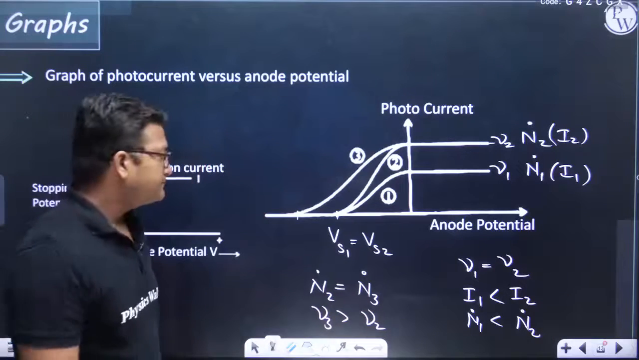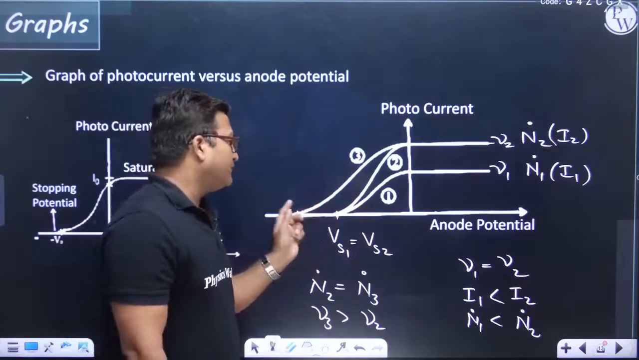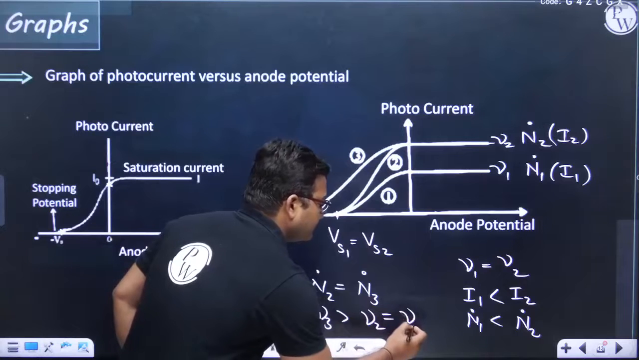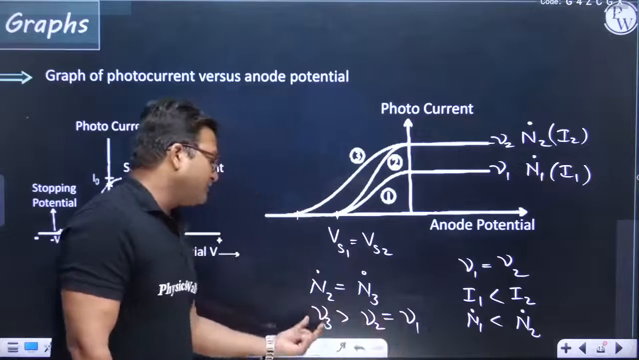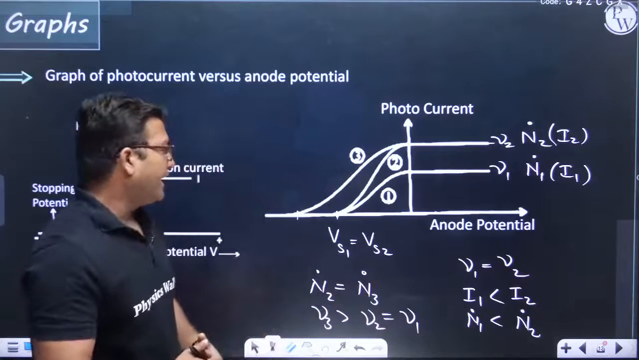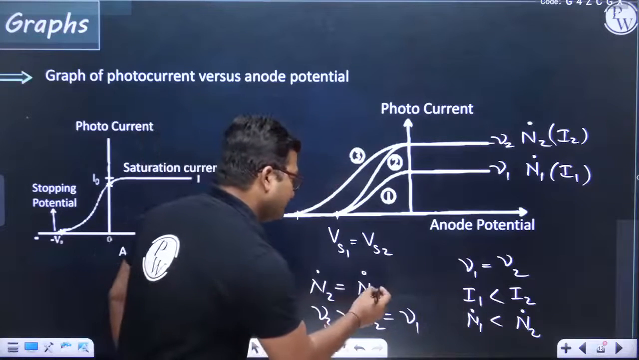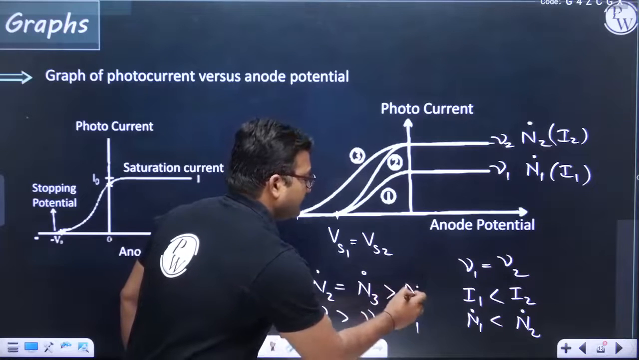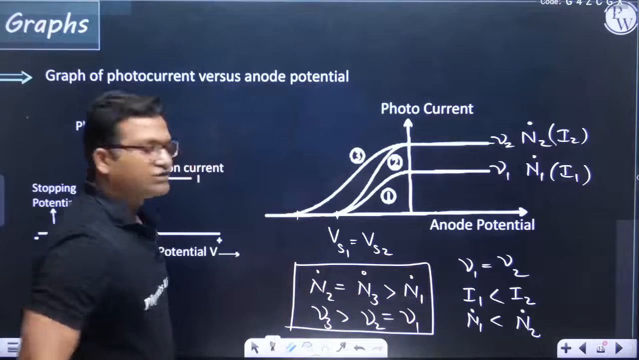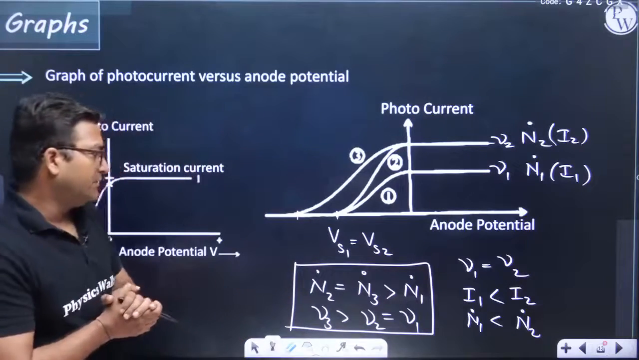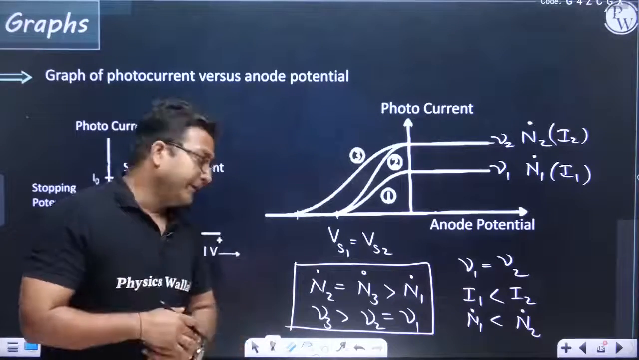Okay. And if you compare between 1 and 3, obviously these are obvious. Between 1 and 3 again we have frequency of 2 and 3 equal, so V3 is more than V1, it's obvious. And as N1 dot is less than N2 dot, so we can again say N1 dot like this. So this is the complete relation between the three graphs. Okay, let us move to the next graph.